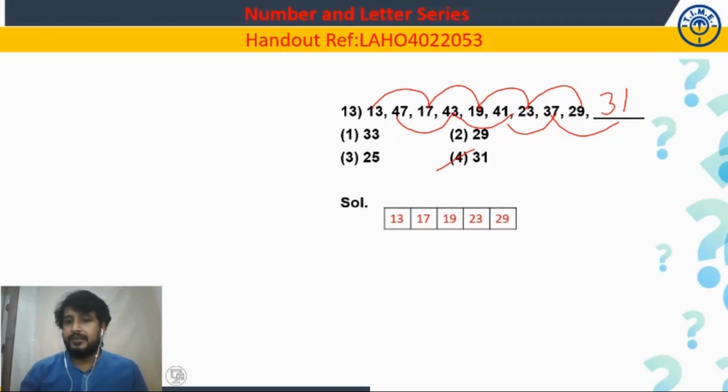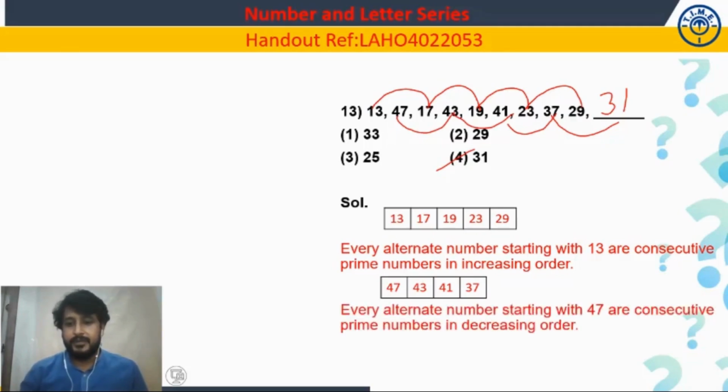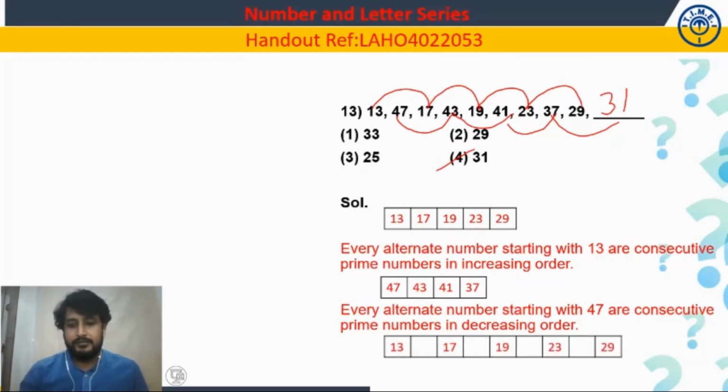13, 17, 19, 23, 29 are consecutive prime numbers. Every alternate number starting with 13 are consecutive prime numbers in increasing order, that we know already. Now what are the next numbers? 47, 43, 41, 37. Consecutive prime numbers in decreasing order starting from 47. What is the required answer? 31.